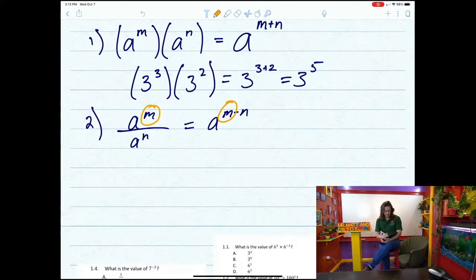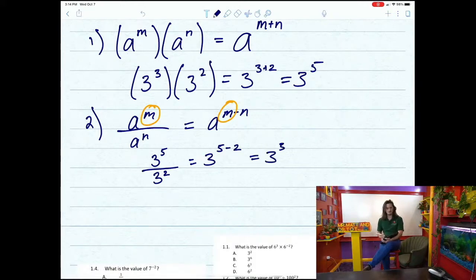So for example, sorry, let me do actual numbers here. 3 to the 5th power divided by 3 squared would be the same thing as 3 to the 5 minus 2 power, which is 3 cubed. And if you have any questions at any point, just let me know in the chat function.